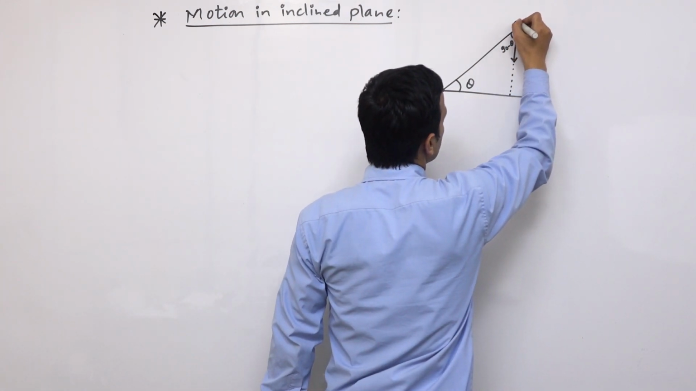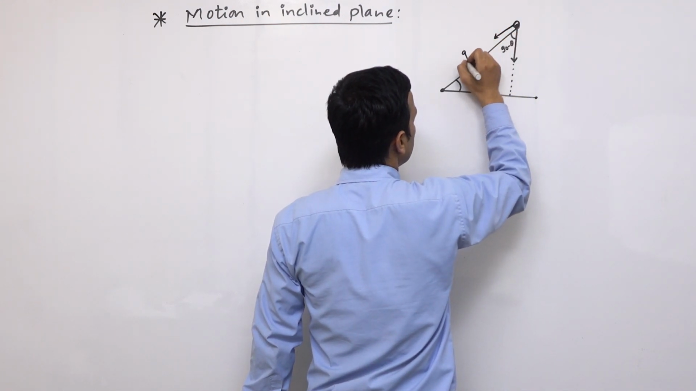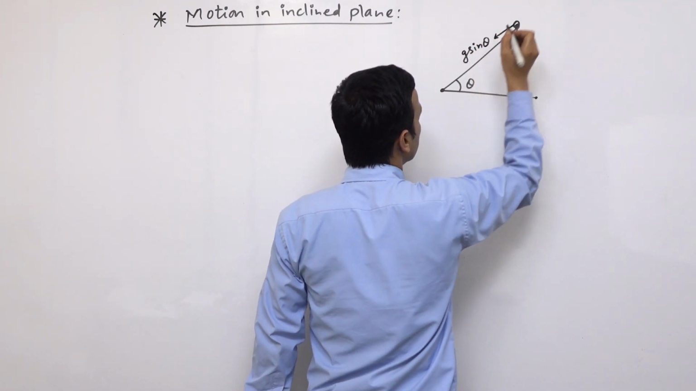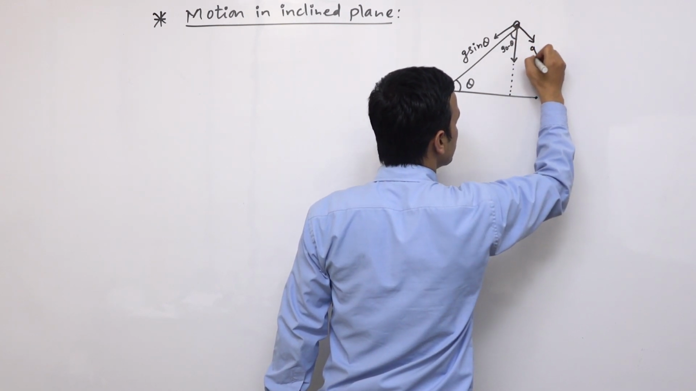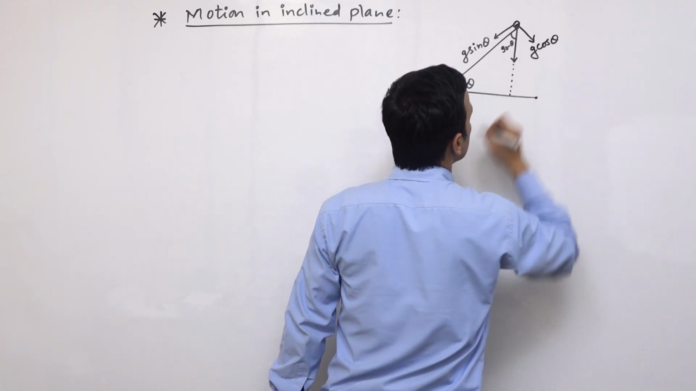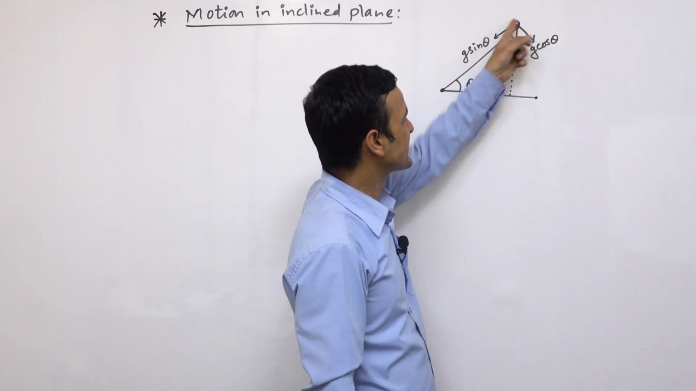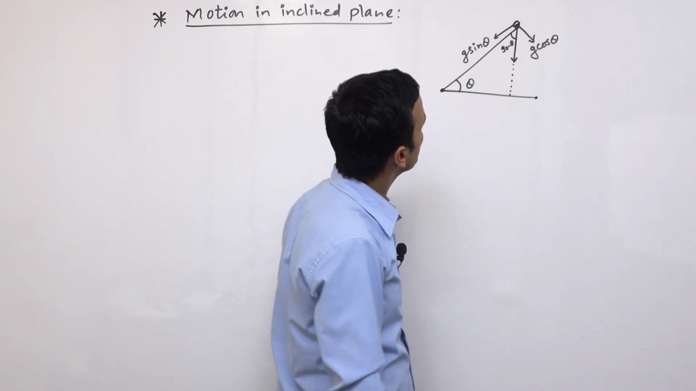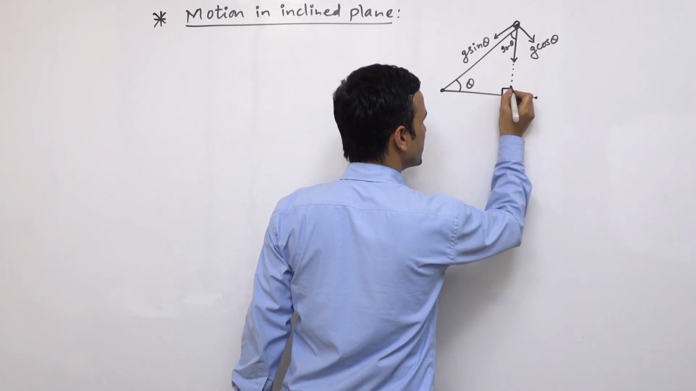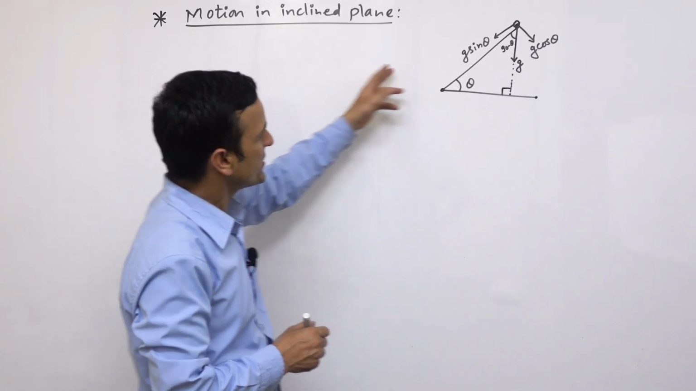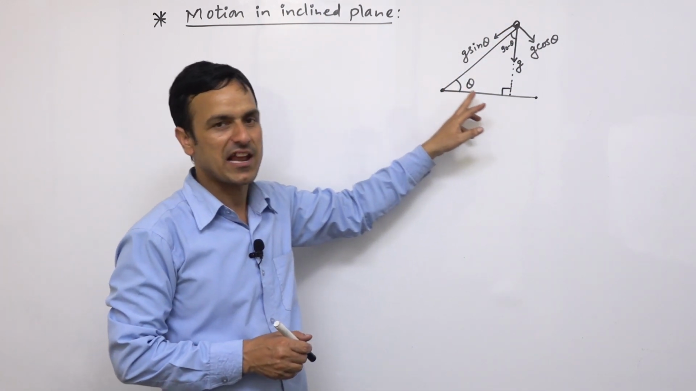So if the particle is over here, then its acceleration will be g sine theta, and if the particle is here, then its acceleration is g cos theta. So we study two directions here, g sine theta and g cos theta. As you know, it is a right angle triangle. Now we are going to study the equation of motion of a body on an inclined plane.